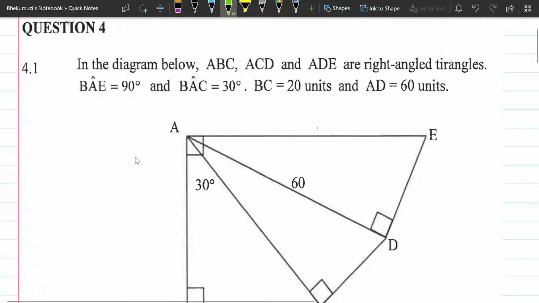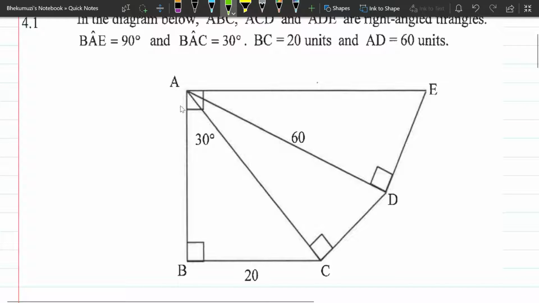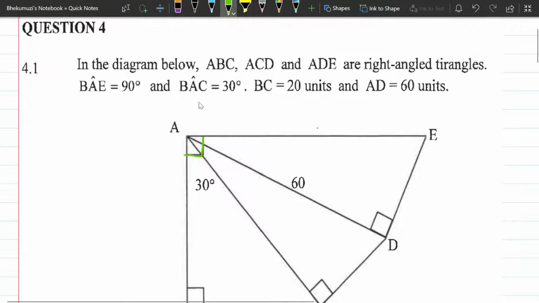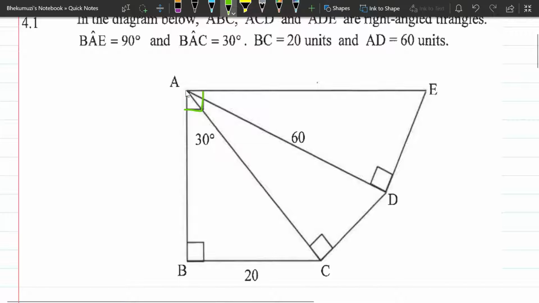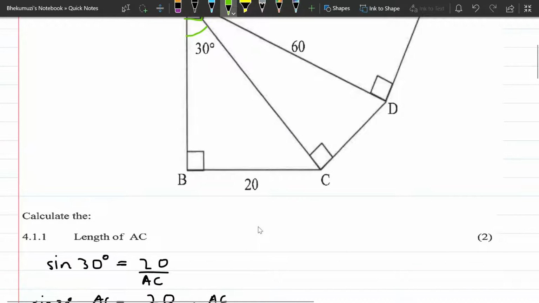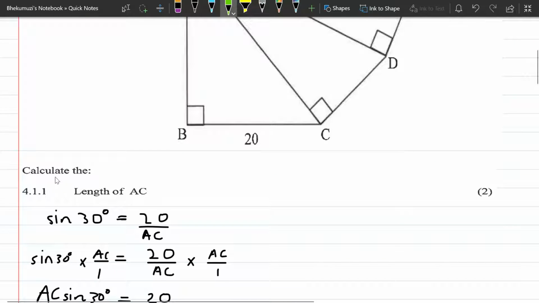And then they also tell us that at BAC, which is BAC over here in the first triangle, it is 30 degrees. And then they also tell us that BC is equal to 20 and AD is equal to 60, right? 60 units. So the first question, they basically say calculate the length of AC. Now where is AC first? AC is within the triangle ABC, right?